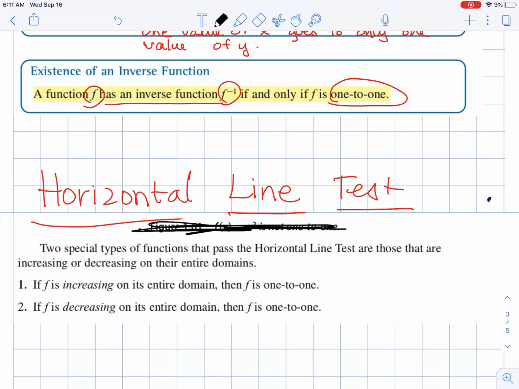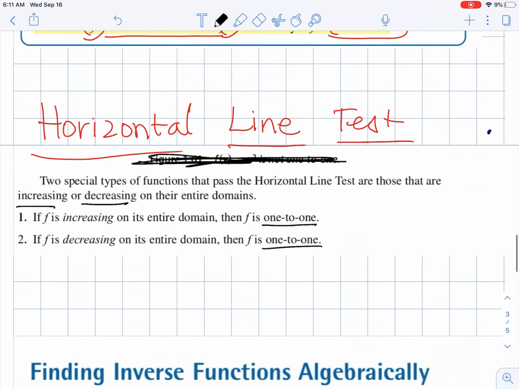The horizontal line test, if it passes, that means it's either increasing or decreasing the entire domain. So if it passes the horizontal line test, then it's one-to-one. Okay, and here's what that means.